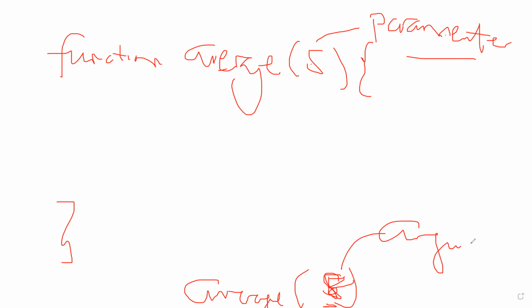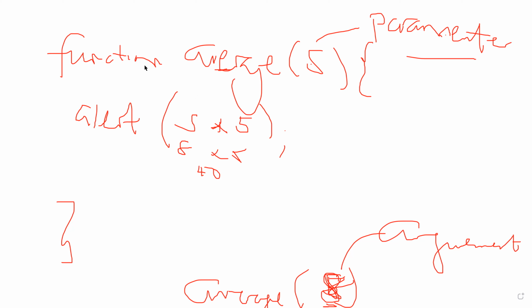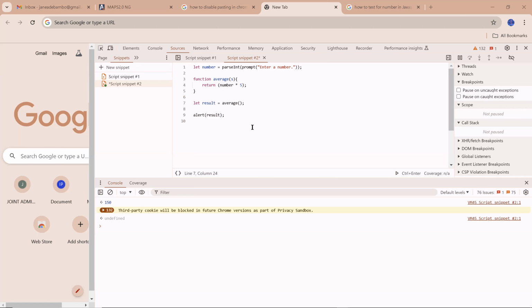So now, once I call this average function and I pass this argument of 8, what it's saying is that anywhere you use s in your code, maybe I just want to alert s times 5, wherever I'm using s, I will use 8 to replace it there. So 8 times 5. So I will alert 40. Let's go back to the code.